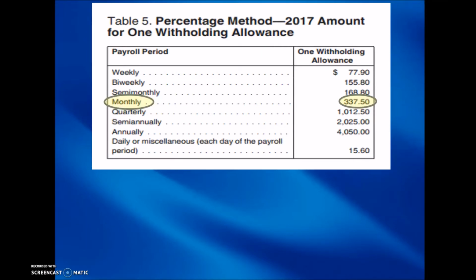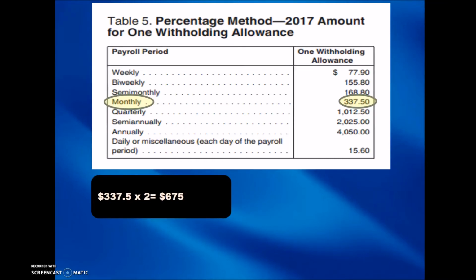Now we said Jim can claim 2 withholdings. This means that we need to take $337.50 and multiply it by 2 because we are taking the amount that can be subtracted for each withholding and multiplying it by the total number of withholdings. When we do this, we get $675. This is the amount of Jim's pay that is not subject to tax.